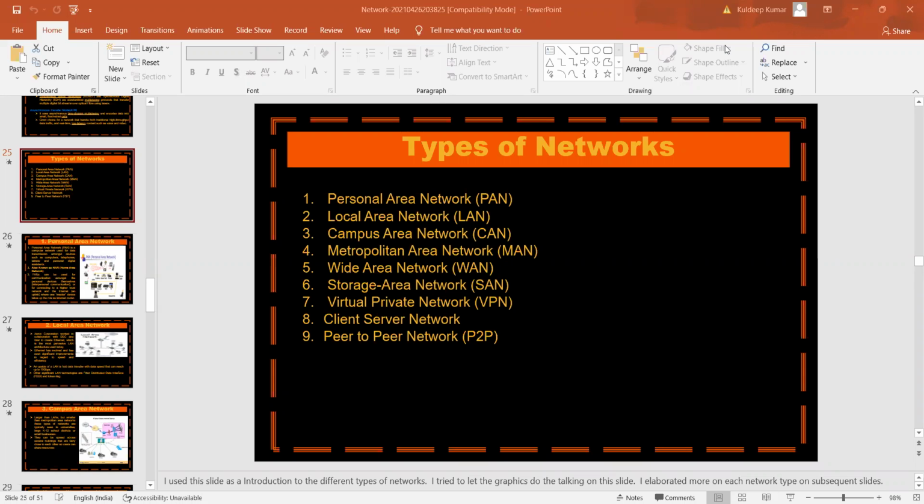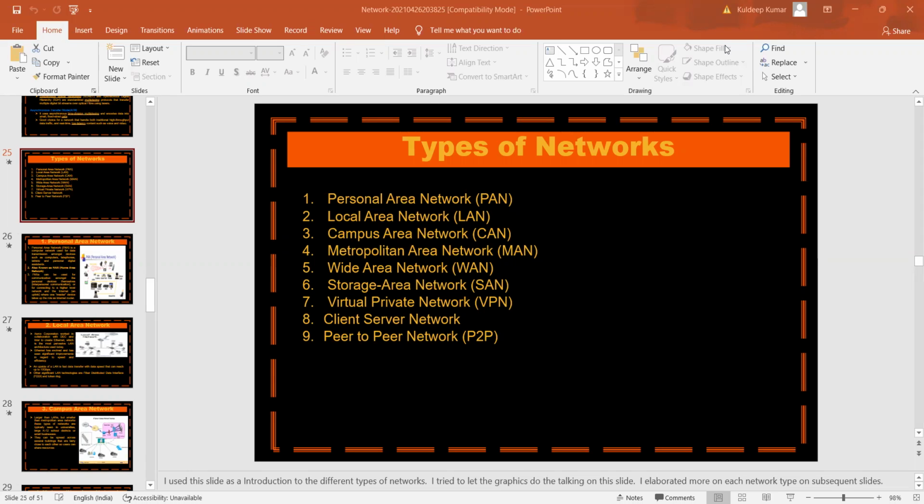But with the advancement of technologies, there are many other types of network also, like personal area network, LAN, campus area network, metropolitan area network, wide area network, storage area network, virtual private network, client server network, peer-to-peer network. But mostly we use LAN, MAN, and WAN. They are the most common networks.